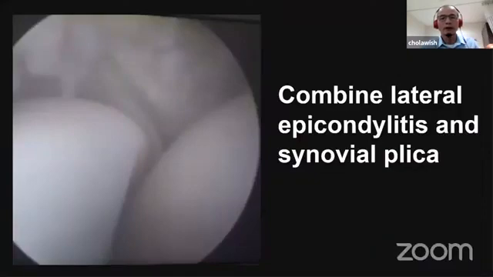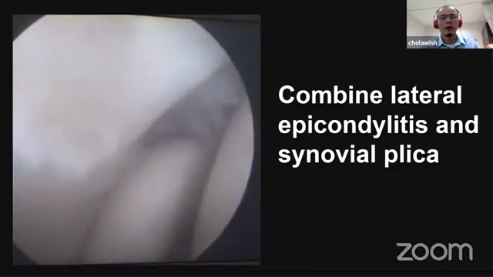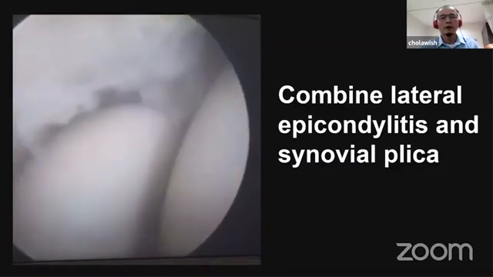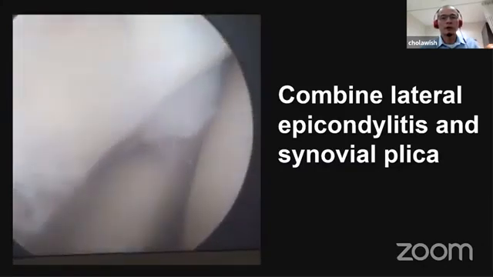Here is a combined lateral epicondylitis and synovial plica. You can see the capsular defect, and also the anterior plica or synovial fringe that can impinge in the radiocapitellar joint.